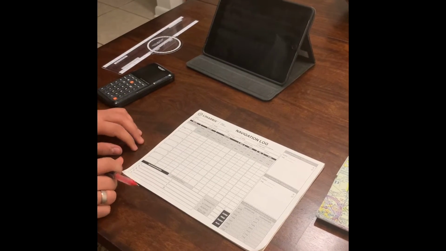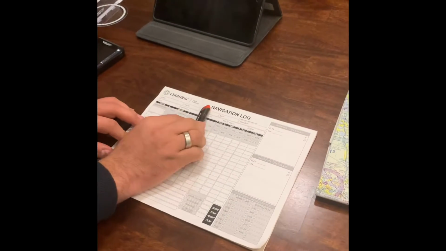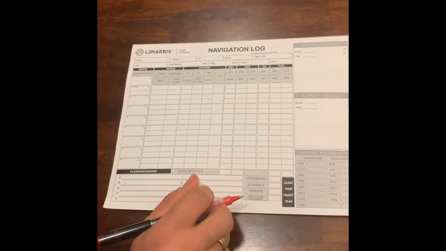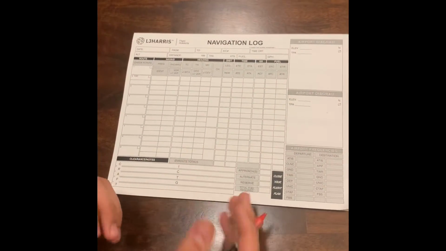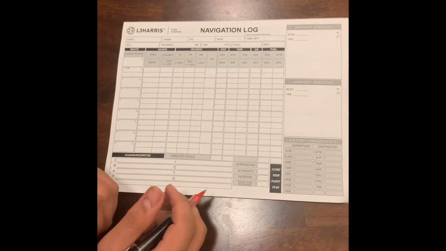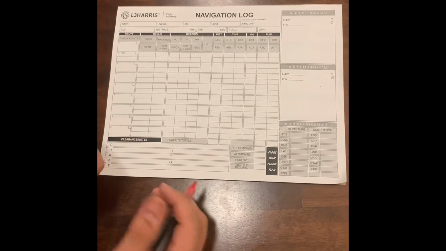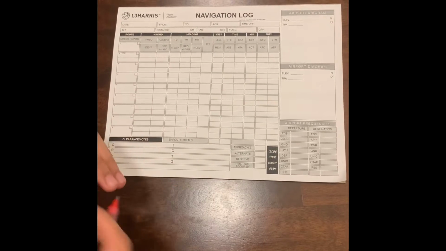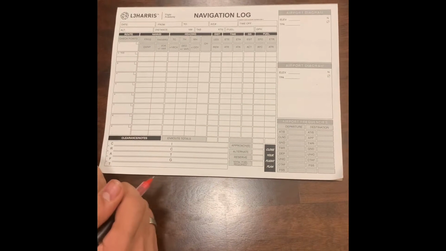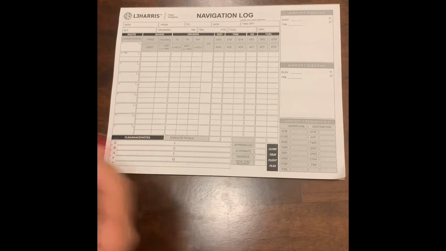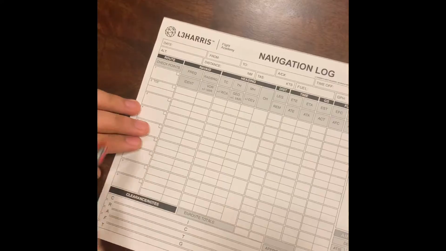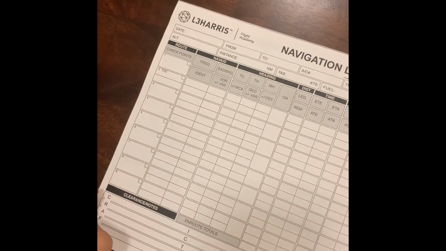Hello everybody. Today we're going to be talking about the navigation log, which we use to travel from point A to point B, or as we call it as pilots, cross country. We're going to be using the old-fashioned dead reckoning and pilotage. We're not going to be using any GPS or VOR stuff. Yes, we do have some VOR stuff here. I'm going to show you how to do that.